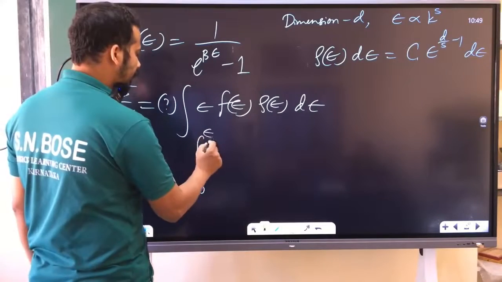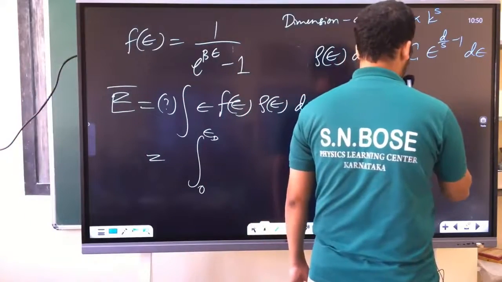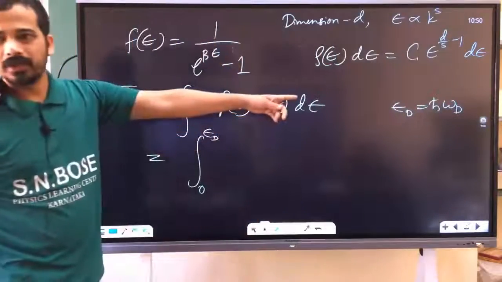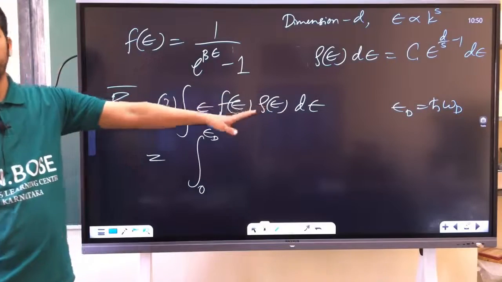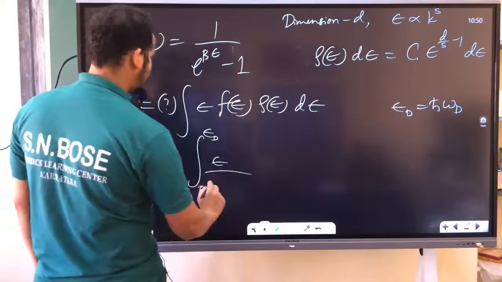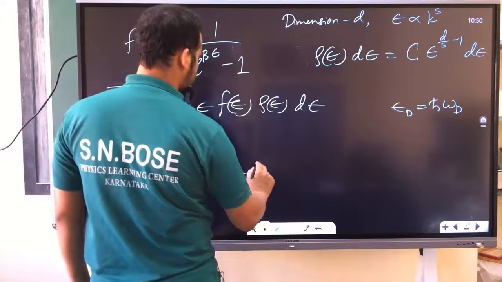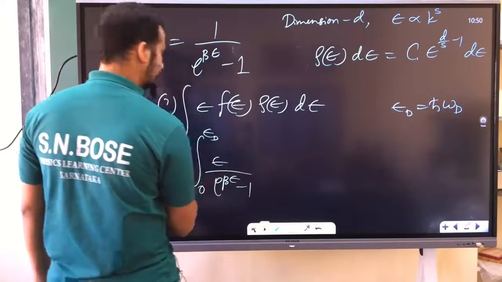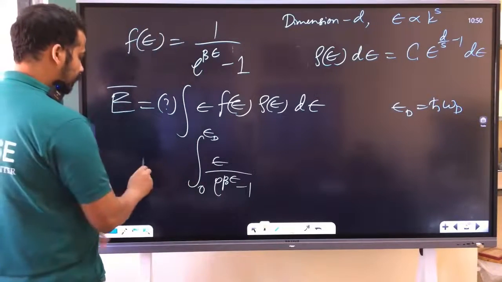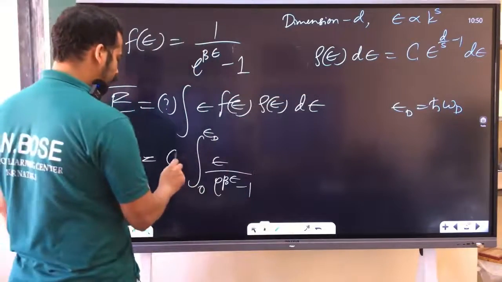0 to some E d. Can I write like this? E d is equal to h bar omega d, because I have written in terms of energy. It doesn't matter whether you do the theory in terms of omega or energy. So then E into f of E, what is f of E? 1 by e power beta E minus 1, into rho of E, which contains volume. You can take that one, whether volume or area or whatever. So constant comes outside.